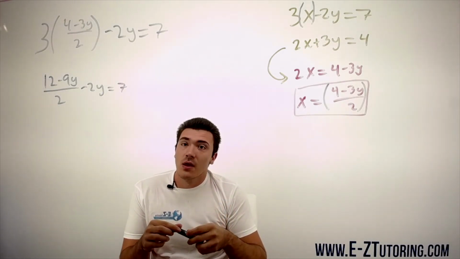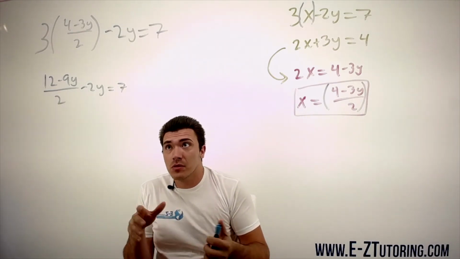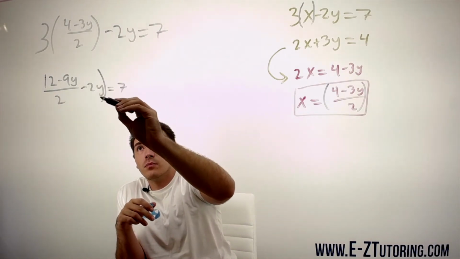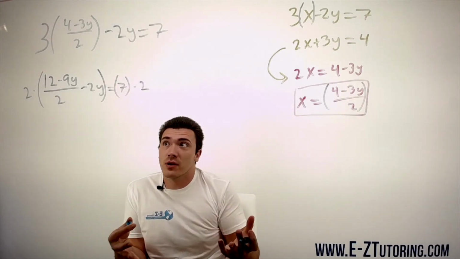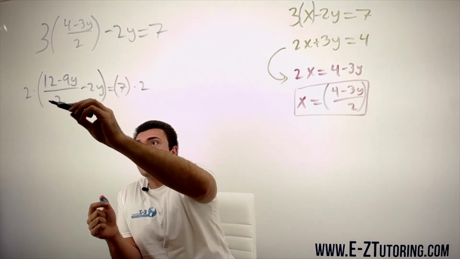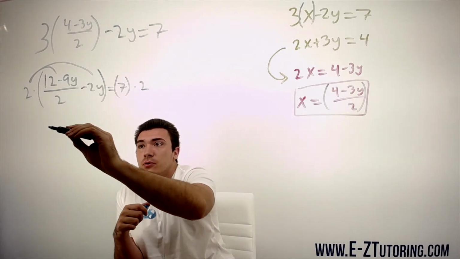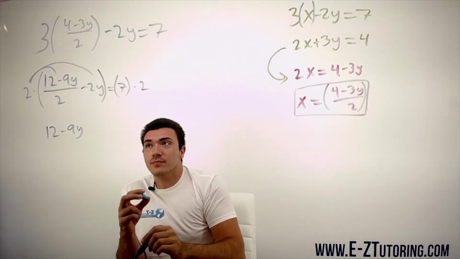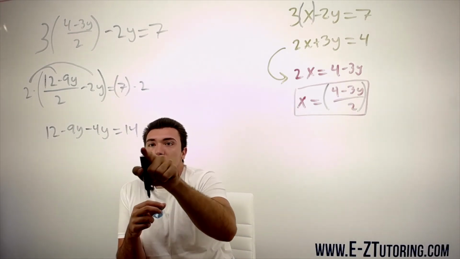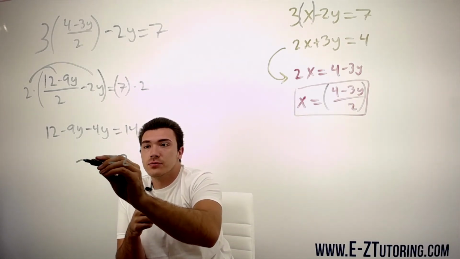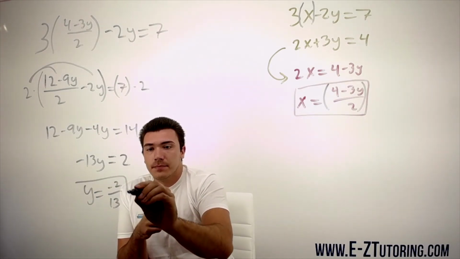Now what we can also do is multiply the whole thing by 2, and that'll get rid of this denominator of 2 and make life a lot easier. So we'll multiply this whole thing by 2, and we'll multiply the other side by 2, because whatever we do to the left side, you must do to the right side. When we distribute the 2 to each term, it'll cancel out with this denominator. You'll get 12 minus 9y. Then 2 times this is minus 4y equals 14. Move the 12 over, combine these two, and y equals negative 2 over 13.